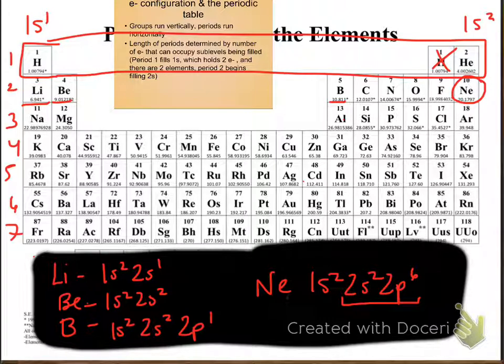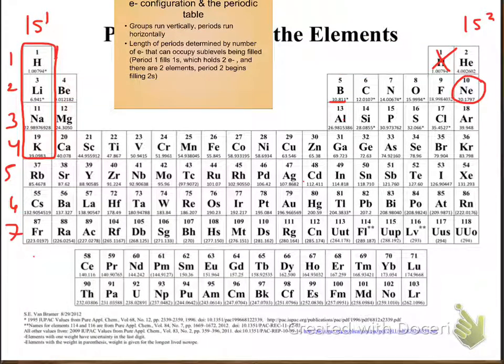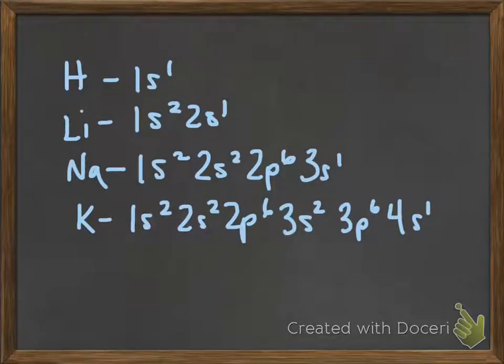Oh, well, that's weird. What do you think we do in the third period? If you said fill all of the subshells on the third main energy level, you'd be right. Let's go ahead and write the electron configurations for the first 4 elements going down in group 1: hydrogen, lithium, sodium, and potassium. You ready? What do you see? Well, in each case, the highest main occupied energy level is the same as the period.